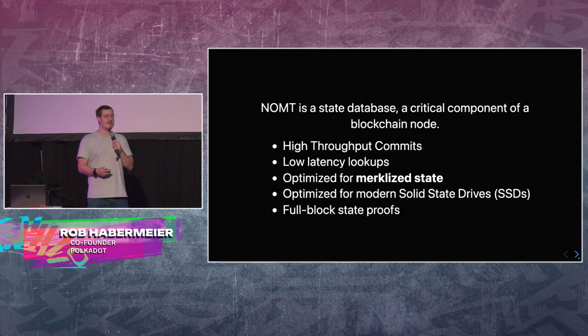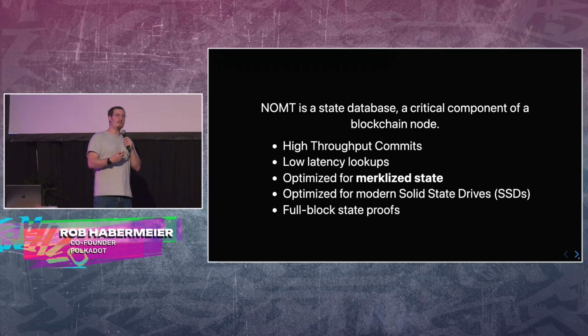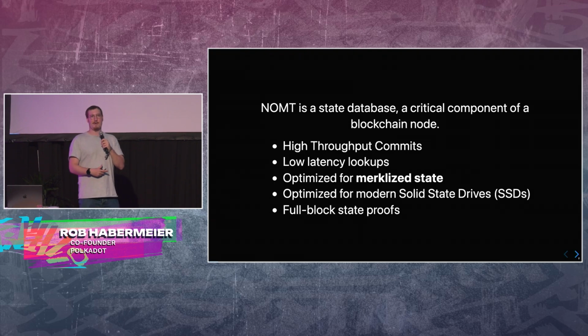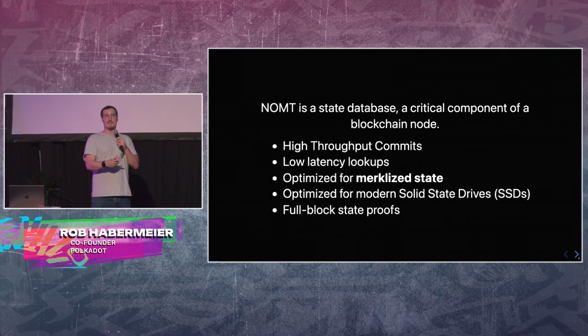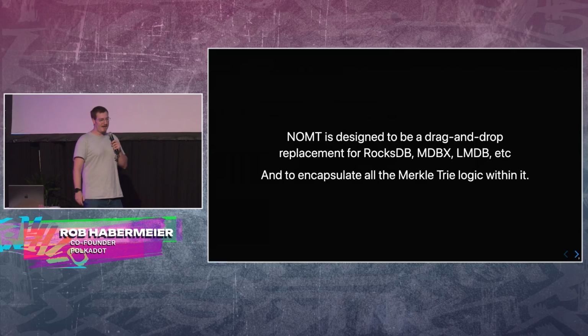And we're also optimizing for full block state proofs. So, when you create a block, how do you generate a proof of every single piece of data touched within the execution of that block actually being part of the state at that moment? That's really important for coprocessors and cores, ZK proving, any kind of situation where you need to prove that a block execution was valid. You need these state proofs, and that's a key part of Nomt.